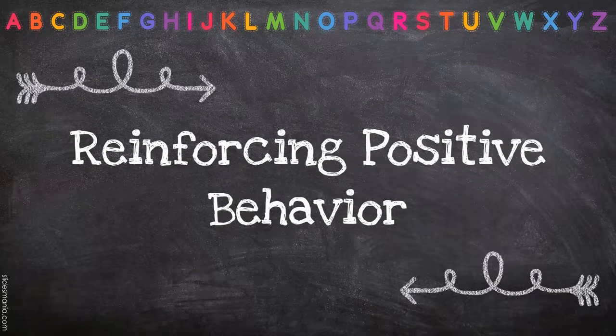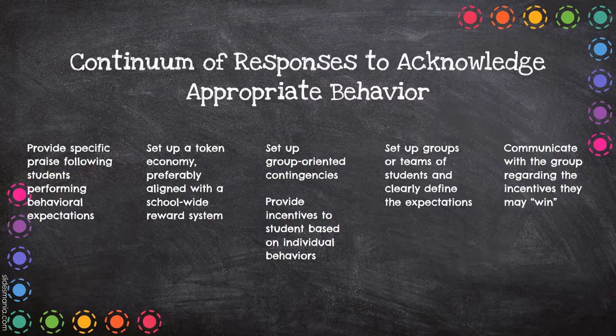The next classroom management feature we're going to look at is reinforcing positive behavior. When developing your continuum of responses to acknowledge appropriate behavior, here are some tips. Provide specific praise following students performing behavioral expectations. Set up a token economy, preferably aligned with a school-wide reward system. Set up group-oriented contingencies and provide incentives to student-based and individual behaviors. Set up groups or teams of students and clearly define the expectations and communicate with the groups regarding the incentives that they may win.